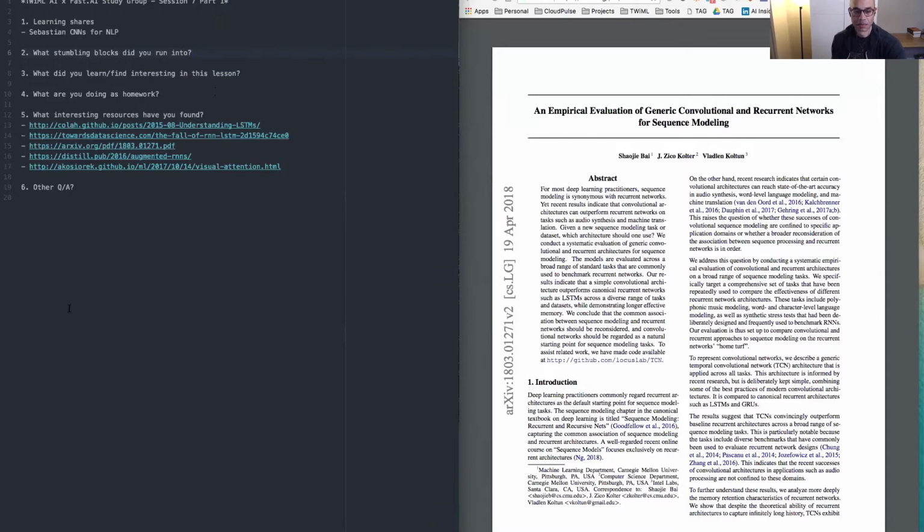I fell asleep. Is this the one that started off with the image stuff and then switched to RNNs? I'm trying to remember. Other way around. Started off with RNNs and switched to the image stuff. Okay. A while ago, I'm sorry.